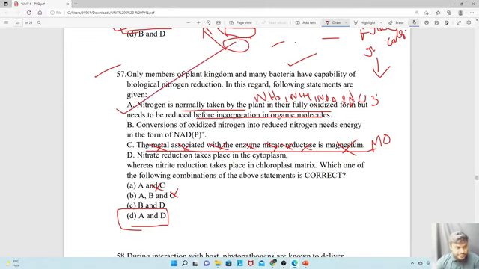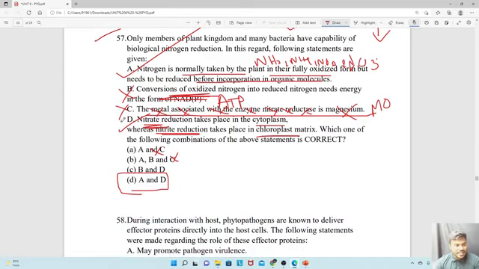Option A is right. Option B, conversion of oxidized nitrogen into reduced nitrogen needs energy in the form of NADP plus. No, right? We will take the energy in the form of ATP. So option B is wrong. Option C is wrong: nitrate reduction takes place in the cytoplasm. You all know why. The nitrate reductase enzyme is present in the cytoplasm, whereas nitrite reduction takes place in the chloroplast, because the nitrite reductase enzyme is present there. Simple point. Hence D is also correct. Option A is correct and D is correct. This is the answer.